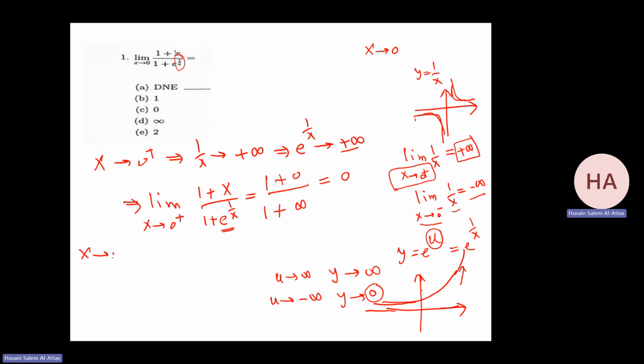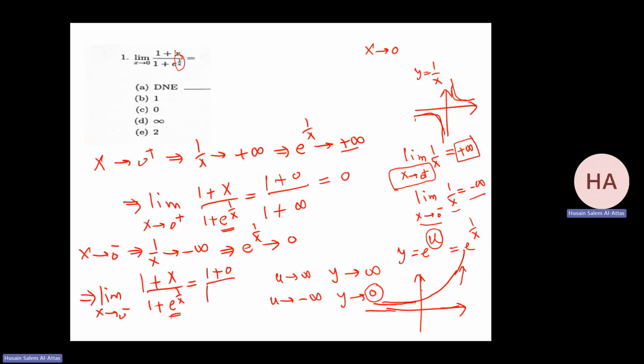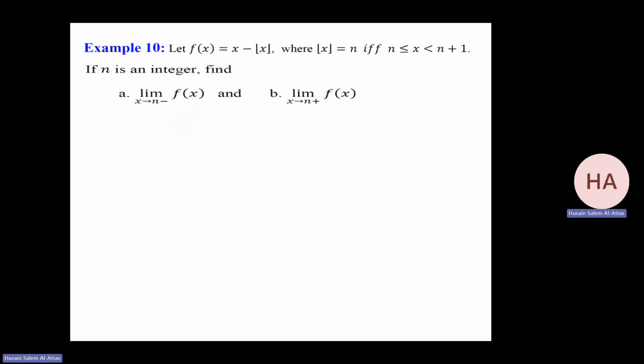Now, if x goes to 0 from the left, 1 over x goes to minus infinity. So e to the 1 over x goes to 0. So the limit of this expression, 1 plus x over 1 plus e to the power 1 over x, will be 1 plus 0 over 1, which goes to 1. And the answer is 1. From the left it is equal to 1, but from the right it is equal to 0. So it means this limit does not exist.